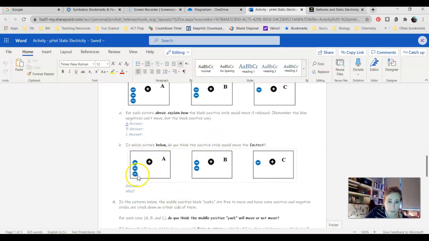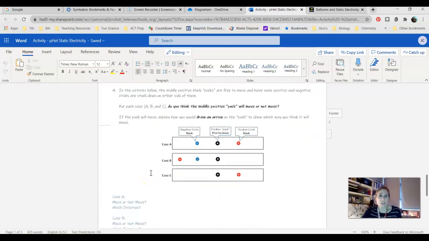Same with this one. You guys have the blue negatives stuck in place, but the black positive can move. So do you think the positive circle would move the fastest? So in which picture, A, B, or C, which one do you think, if we let go of the black puck, would move the fastest, and why? Okay, in the pictures below, the middle positive black pucks again are free to move, but the red and the blue positive and negatives are stuck in place. So you guys can kind of see that right there.